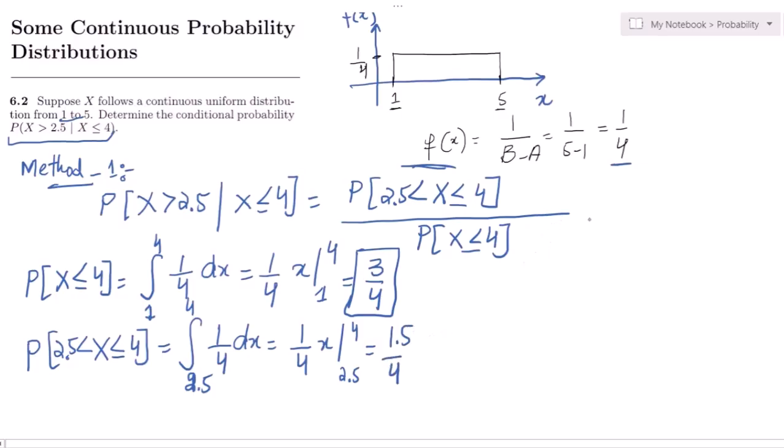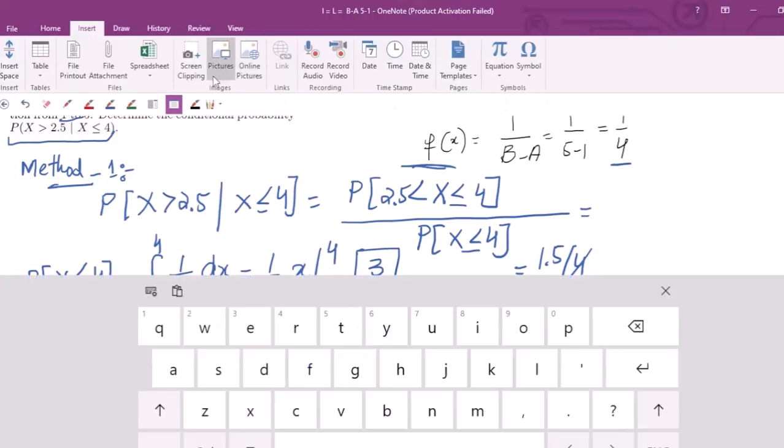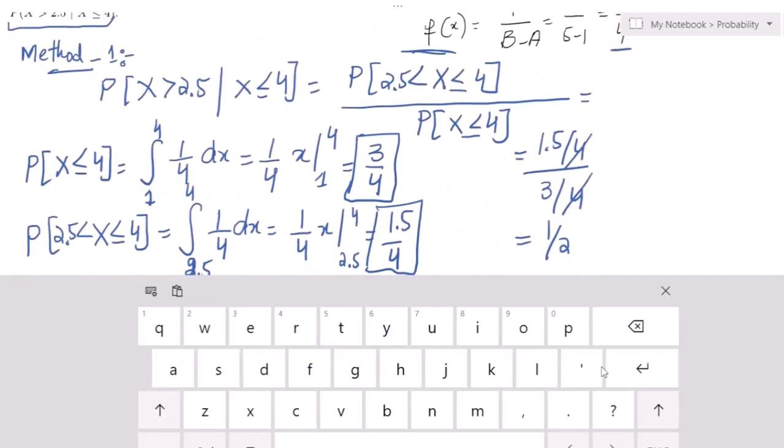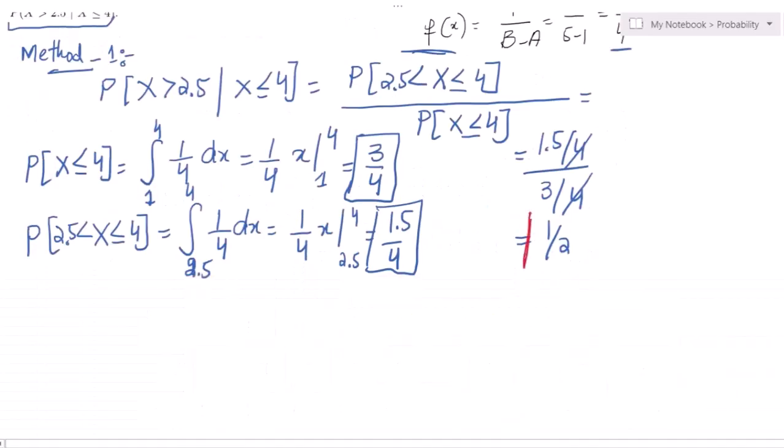Taking both of these values now, let me write it here. So 1.5 divided by 4 divided by 3 over 4, these two will cancel out. So ultimately we will get 1 by 2. So the answer of it is 1 by 2. Okay, so that is the solution by using the first method.